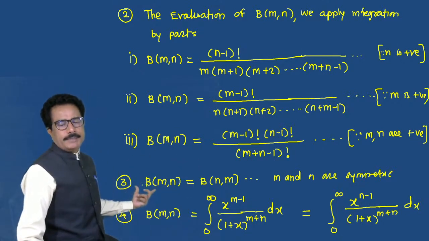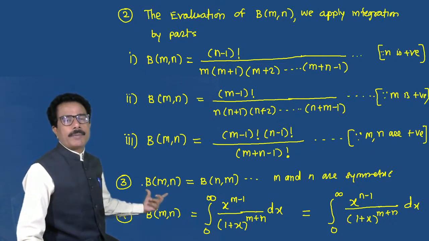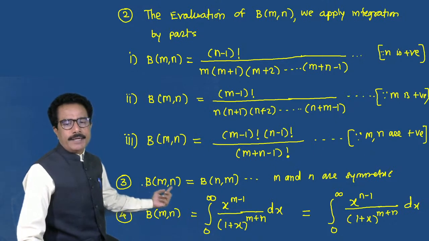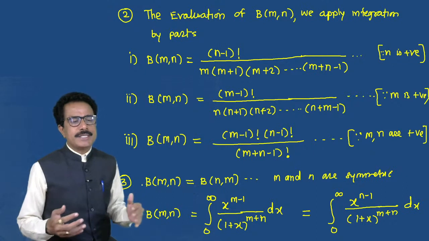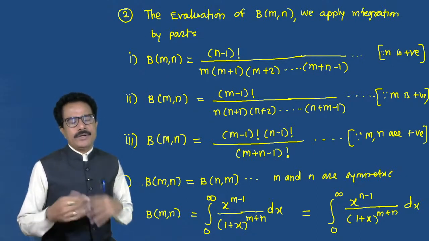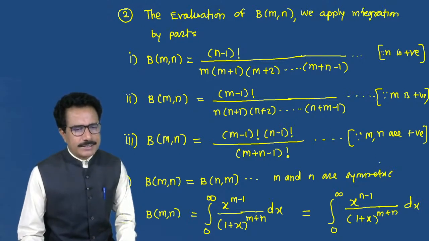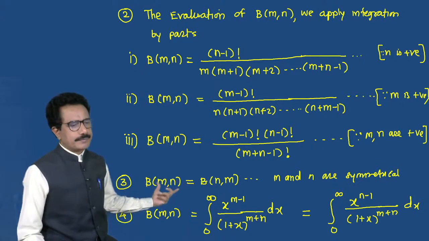Also, in the last lecture we proved the transformation of a beta function. This is the basic property of a beta function which we have proved: beta of m comma n is equal to beta of n comma m. That means m and n are symmetric, so we can interchange m and n.